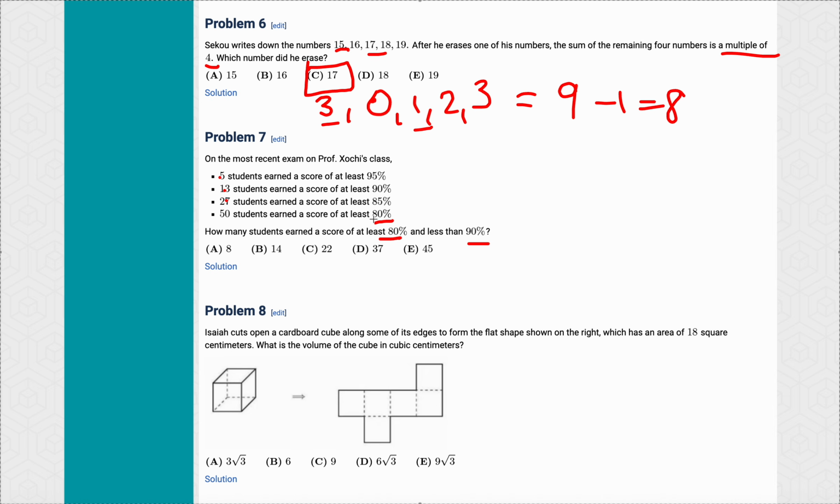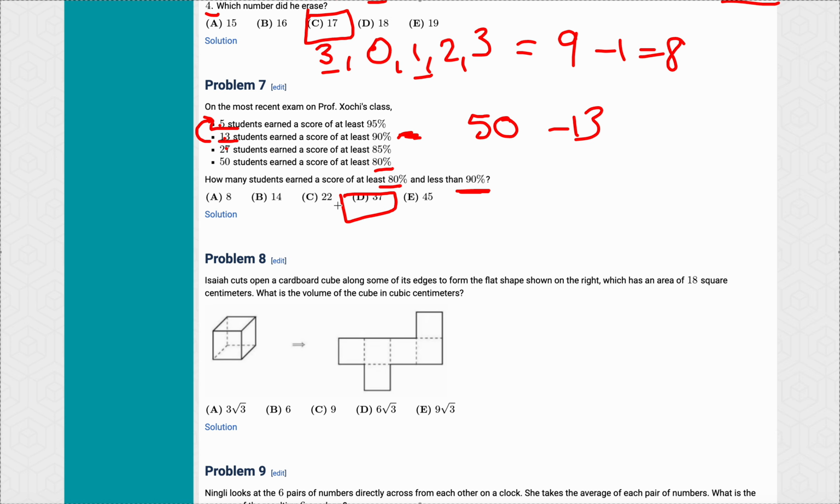So if we want to find less than 90% and at least 80%, we start with 50 and let's subtract off the people who earned more than 90%. So that does not satisfy this. So we know that 13 people earned more than 90%. So 50 minus 13 is answer 37. Note that we don't add the 5 because the 13 already counts the 5, because the people who earn more than 95, obviously they earn more than 90. That's a trivial statement right there.